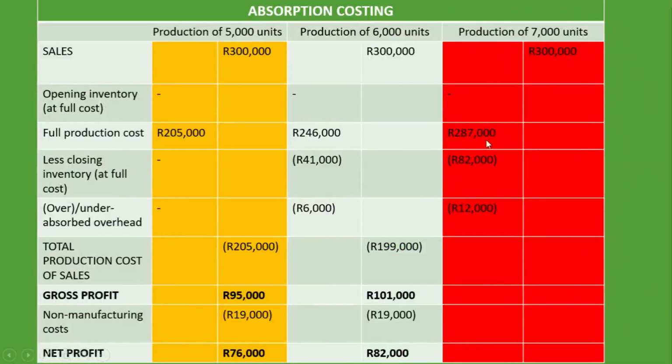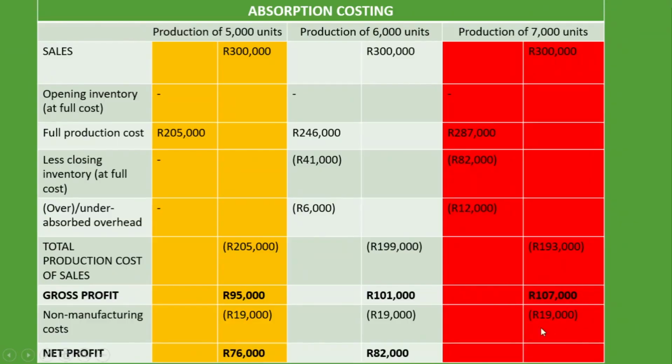We take 287,000 rand minus 82,000 rand minus 12,000 rand, which will give us a total production cost of sales of 193,000 rand. Then we take the sales minus the total production cost of sales, gives us an answer of 107,000 rand. And again, what you can see is that the gross profits keep changing. And then what is the non-manufacturing cost? Non-manufacturing cost 19,000, which has not changed. And then what is the net profit?